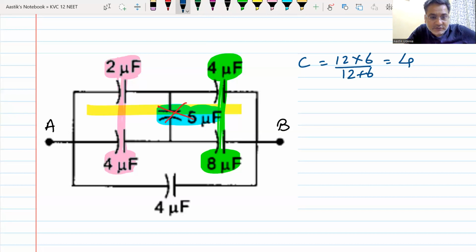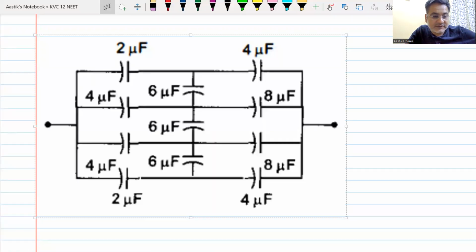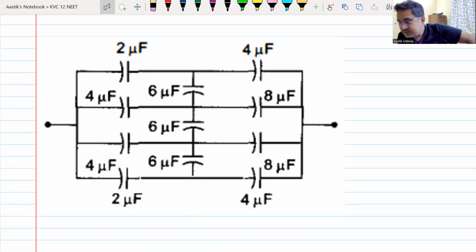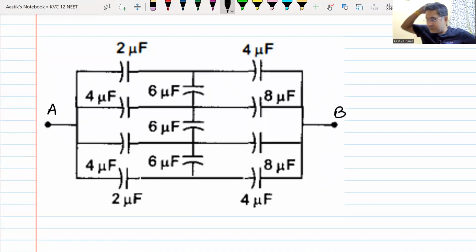Okay, sir. Then one more question comes for us. Now you can see the bridge is getting bigger and bigger. One small step for man, a giant leap for mankind. Can we take the step again? This is the next step. You have to find the effective capacitance between A and B. See, the diagram looks so difficult, but we should be able to deal with this. Yes or no?